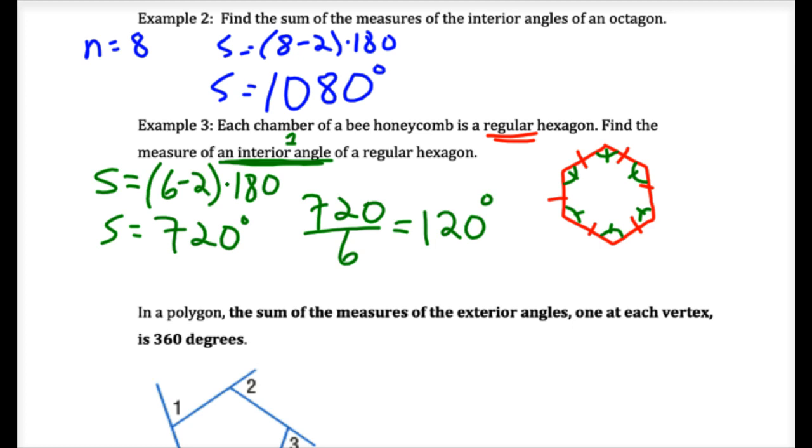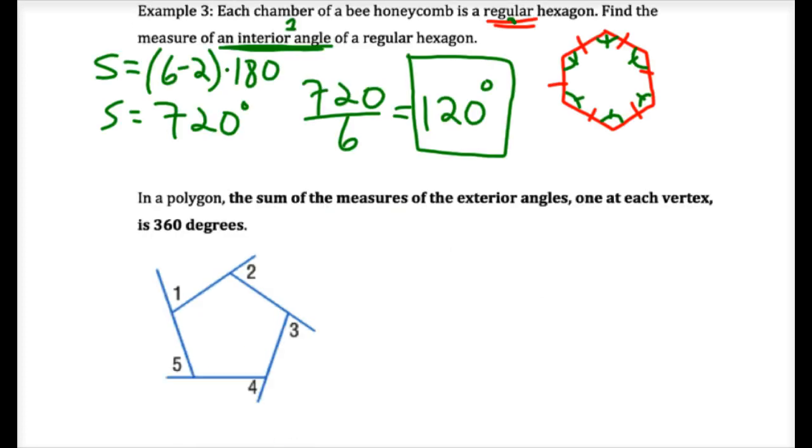So if they ask you to find one of them, it's got to be a regular shape because that means they're all going to be the same, and then you just divide to figure out the measure of one of them. Okay, I know there's a couple problems like that on your homework. You probably have to refer back to your notes, guys, to get that done.